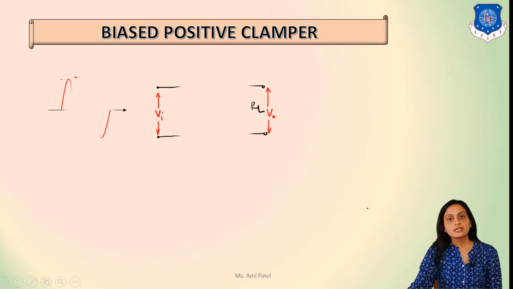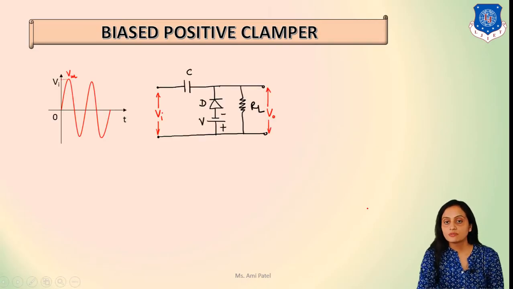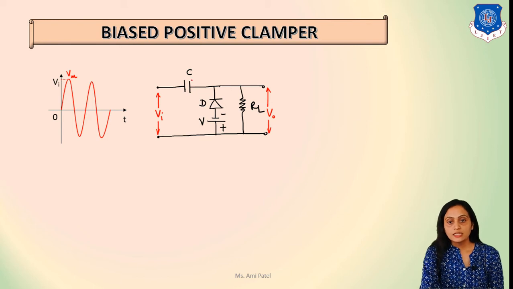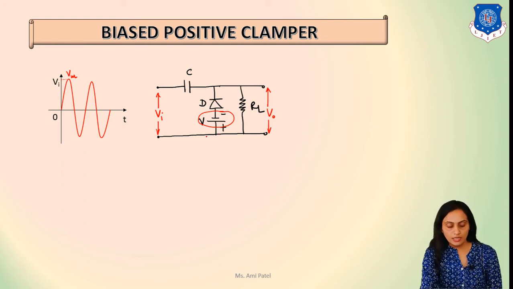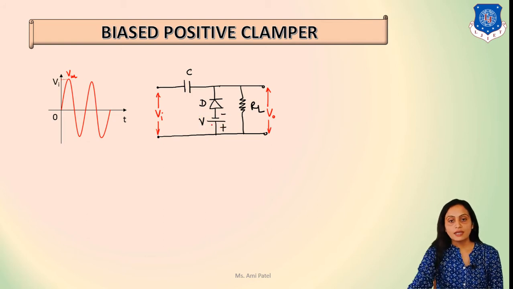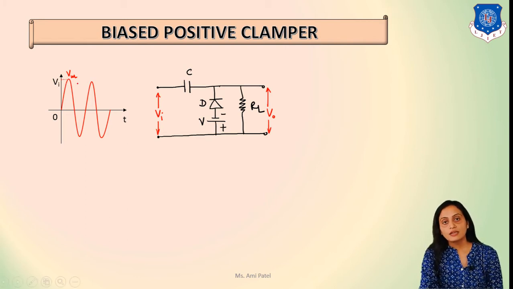So this is a circuit diagram for the biased positive clamper. You can see if I remove this particular battery, then this circuit diagram is for the positive clamper. And now I have added this reference voltage. That's why it is called the biased positive clamper. To this clamper, we are applying this sinusoidal signal, which has a peak amplitude of Vm, and we will analyze what output we are getting.